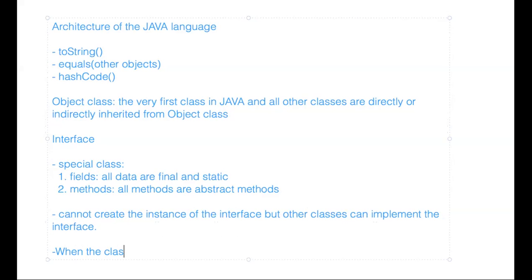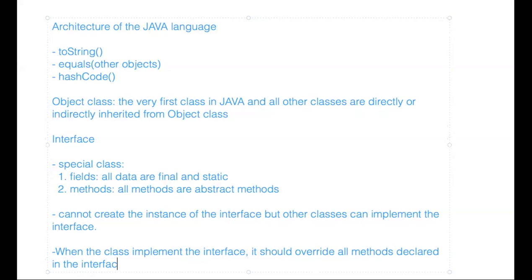When a class implements the interface, it should override all methods declared in the interface. Okay, when you implement, you should override all the methods declared in the interface.